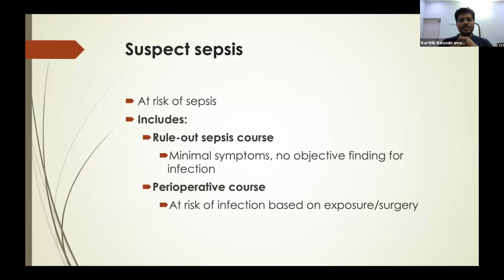Now, when you say suspect sepsis, it means that the baby is at risk of infection, and the baby has some minimal symptoms, but your laboratory findings are not conclusive. So basically, you just want to rule out infection. And sometimes, in a perioperative situation, the babies are at risk of infection because of the exposure to surgery. So in these situations, we label them as suspect sepsis.